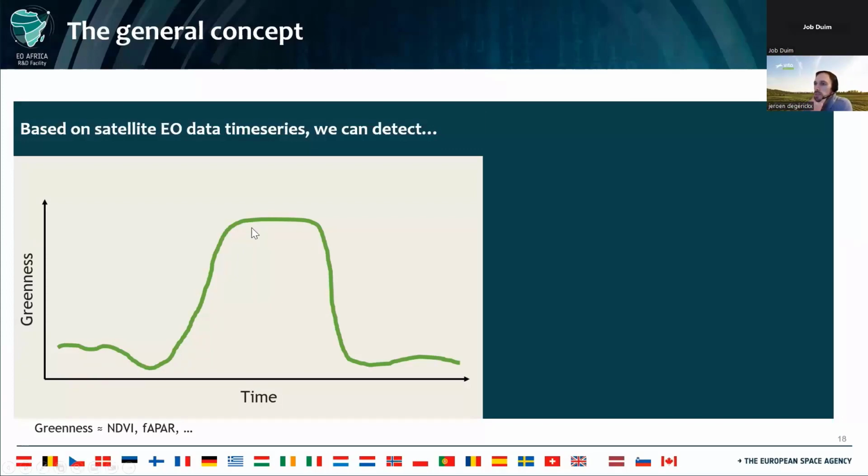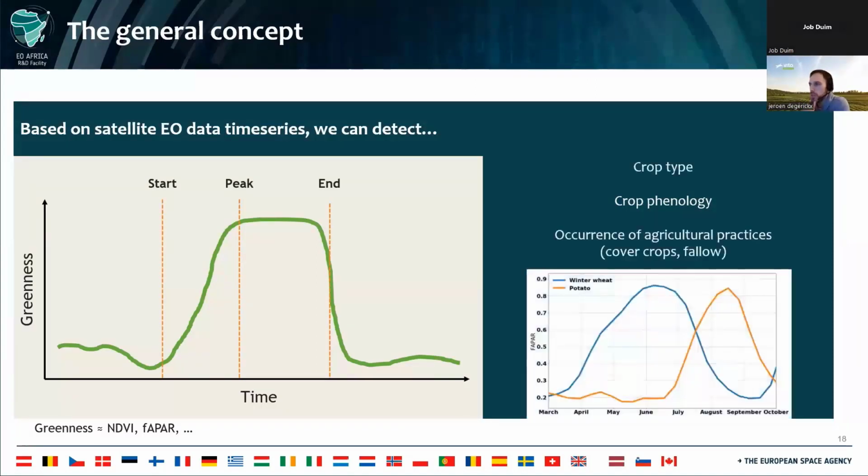So this time series gives you a nice overview of the crop development in your parcel and what are the types of information you can derive from that. First of all, phenology. With phenology, I mean the start, the peak, and the end of the growing season for a particular crop on your parcel. Then crop type and the occurrence of agricultural practices. For crop type, for instance, each crop type typically has its own rhythm and its own timing in crop development.